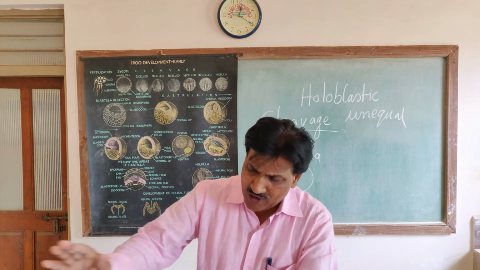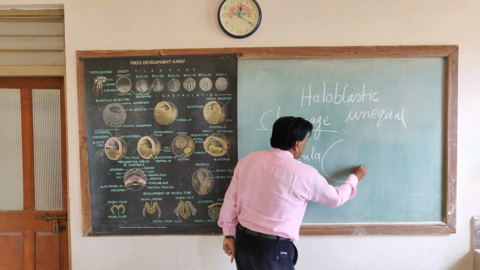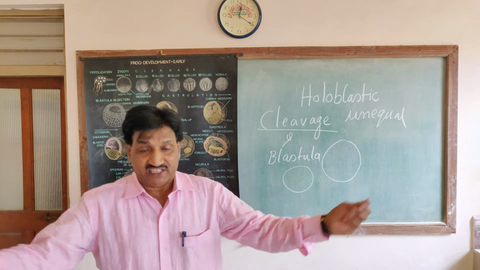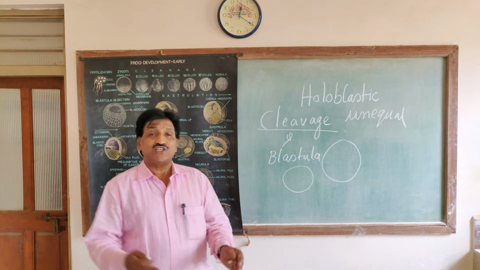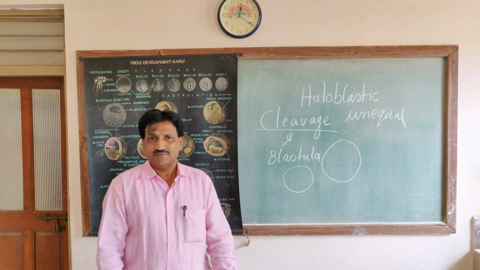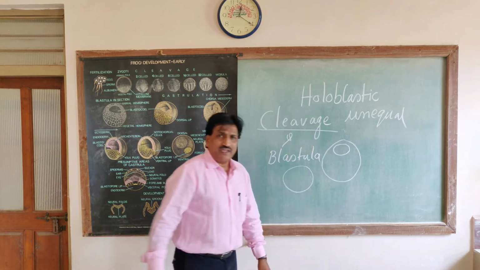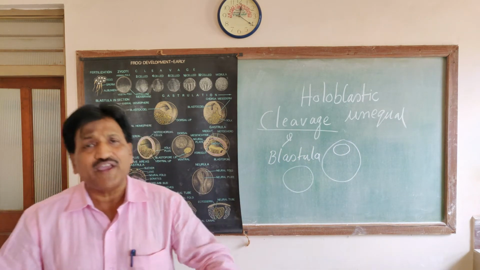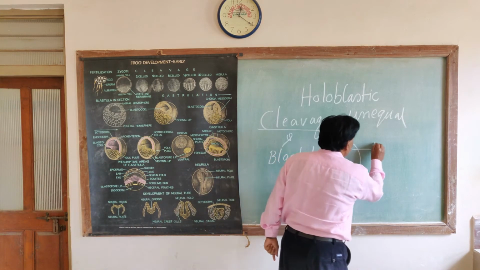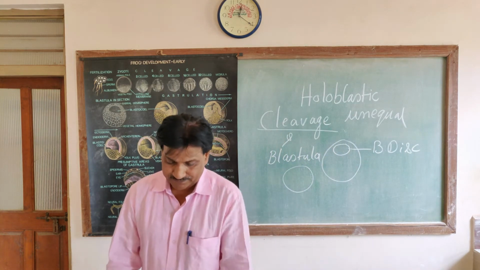The second one is called meroblastic. Meroblastic means only a part of the egg undergoes division. For example, take the case of birds. The bird's egg generally is called megalecithal or heavily telolecithal, that is, 90% of the ooplasm contains yolk. In the case of the bird, only a part of the egg undergoes division, not the total egg. And that part is called the blastodisc.